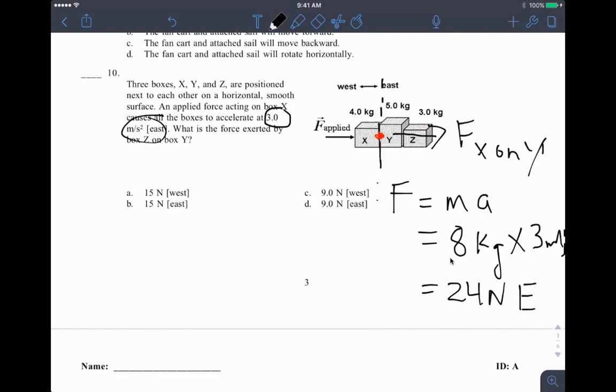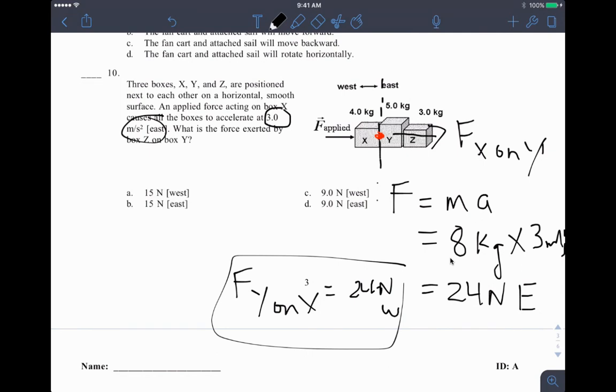If they asked for the force of Y on X, that would be the reaction force. So there's an action force and a reaction force. The force of Y on X would be 24 newtons to the west. So hopefully that's helpful as you keep going on through these questions. Very good.